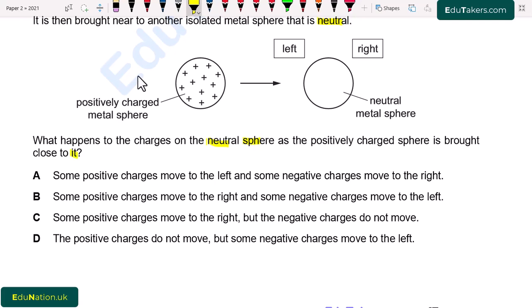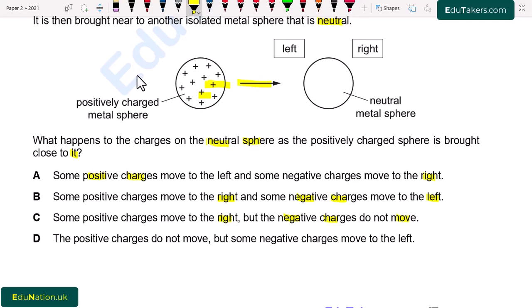So first of all, when I push this positively charged sphere towards the neutral one, then what will happen? A. Some positive charges move to the left and some negative charges move to the right. B. Some positive charges move to the right and some negative charges move to the left. C. Some positive charges move to the right and negative charges do not move. D. The positive charges do not move but some negative charges move to the left. So which one of the following is correct?